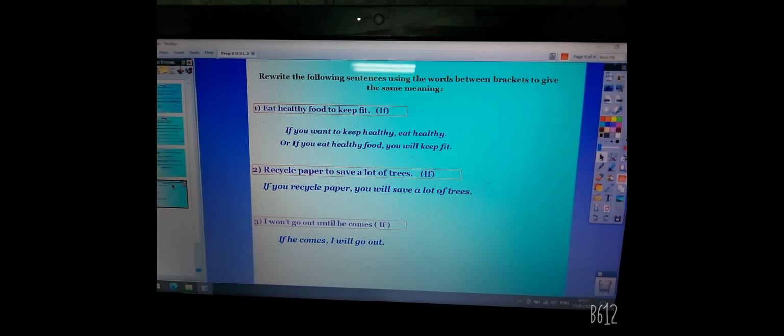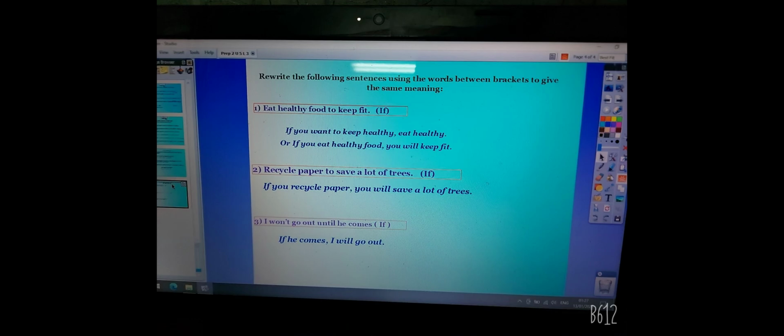Let's practice. Number one. Rewrite the following sentence. Eat healthy food to keep fit. So we have two right answers here. Number one, if you want to keep healthy, eat healthy food. So it's zero conditional. If you want, present simple, eat healthy food, also present simple. Number two, if you eat healthy food, you will keep fit. So it's the first conditional.